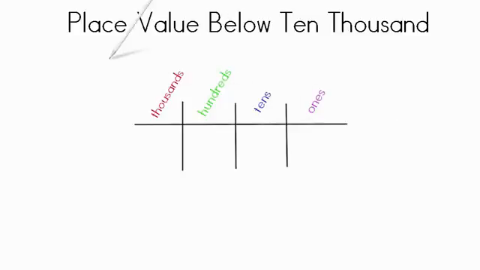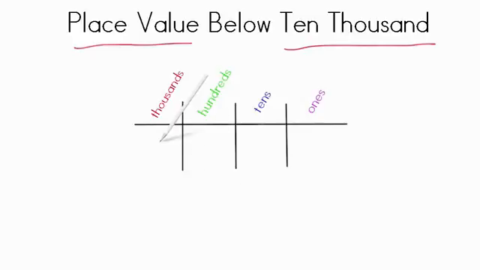Hi there, today we're going to learn about place value below 10,000. So that means we're going to talk about the thousands, the hundreds, the tens, and the ones. And remember, place value just means how much a number is actually worth.